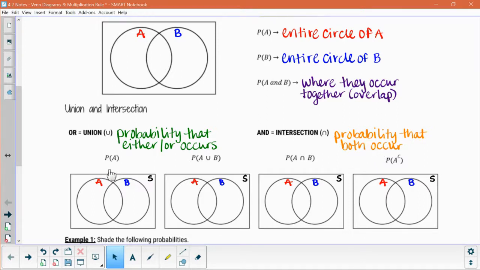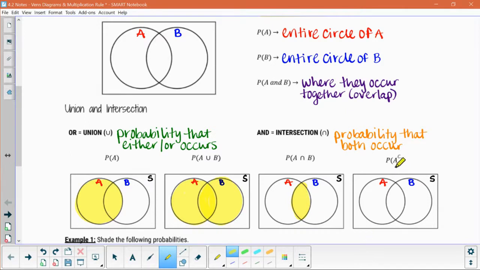So if I want to shade in my area for the probability of event A, it's going to be the entire circle A. If I wanted to shade in the probability of A or B, it's going to be the entire circle of A as well as the entire circle of B, because remember, it's either or, so it could be both of them at the same time when I'm doing or. Now, A and B is very specific. It's only the overlapped region of the two circles.